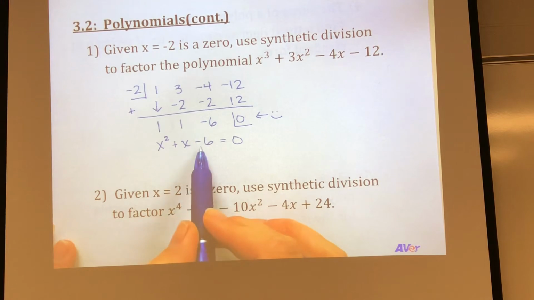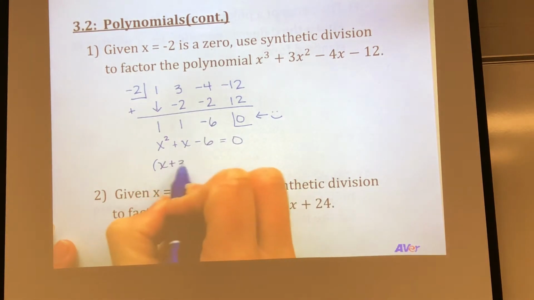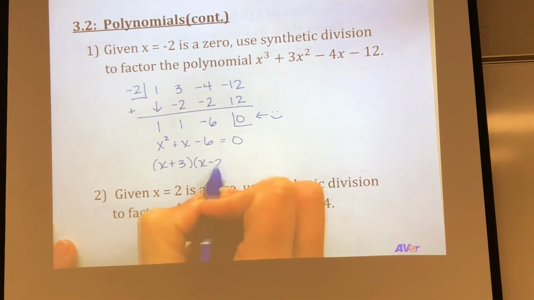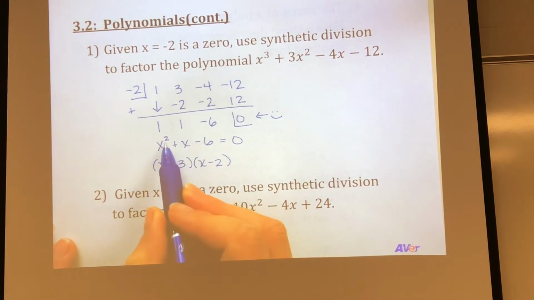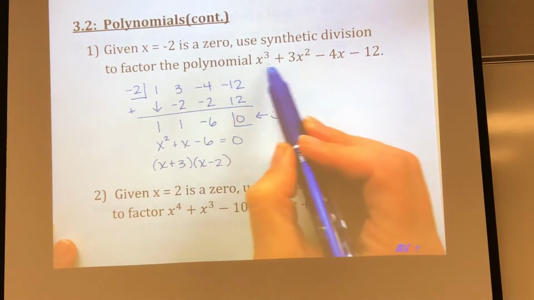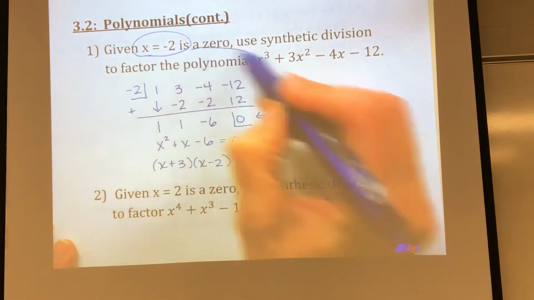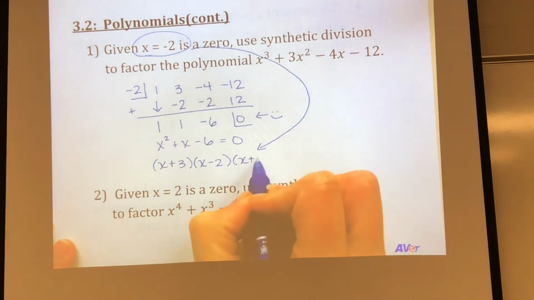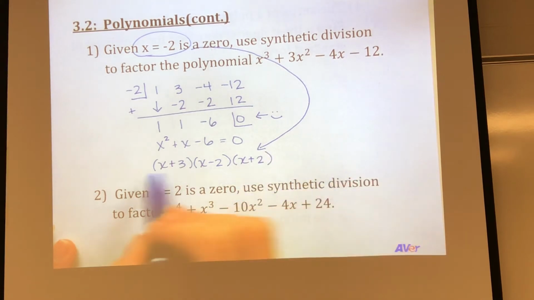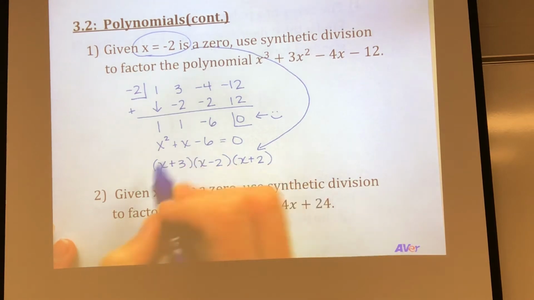So something that multiplies to get -6 but adds to get 1, that would be 3 and -2. So we write that as x plus 3 times x minus 2. But if we were to multiply that back out, we would just get this quadratic again. And we want it to factor to equal the whole polynomial. So we need to include the zero from the very beginning. Since it's a -2, that would be x plus 2. So the full factorization of that is x plus 3, x minus 2, x plus 2.